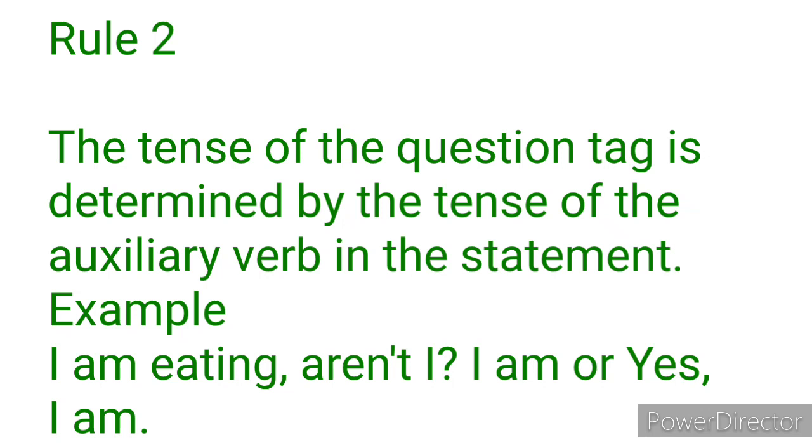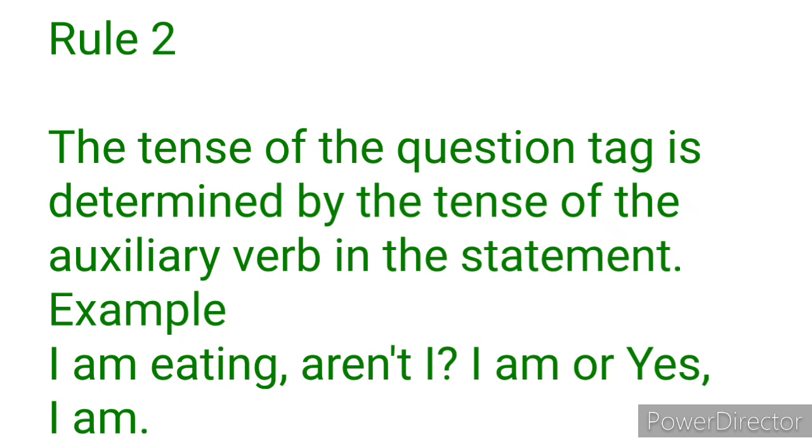Now let's see another example where you have to provide the correct answer to the question tag of the statement. "I am eating, ain't I?" The correct answer is yes, I am. Because am in the answer is in the present tense, just like the am you have in the statement, or ain't you have in the question tag. So the tense has to be the same.